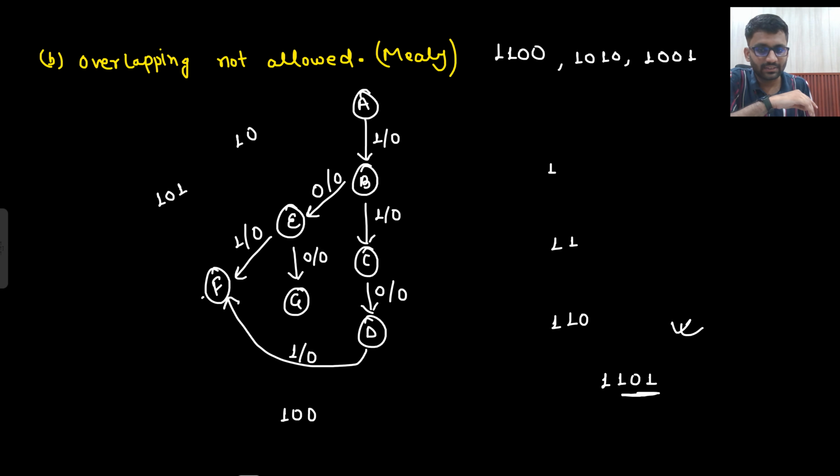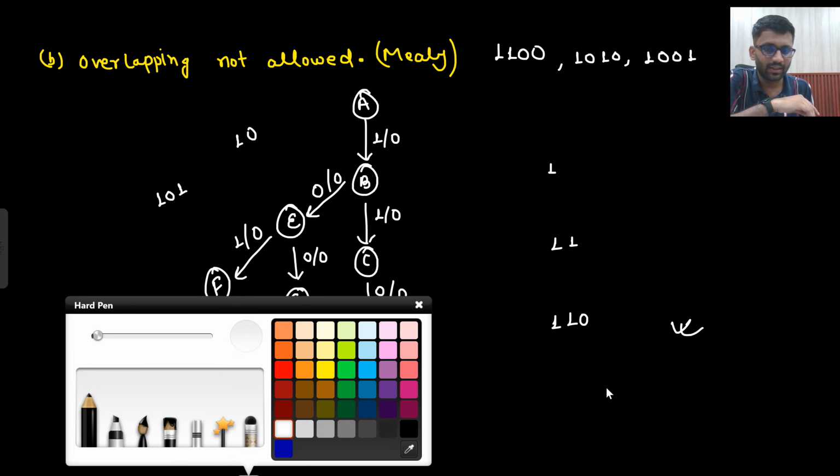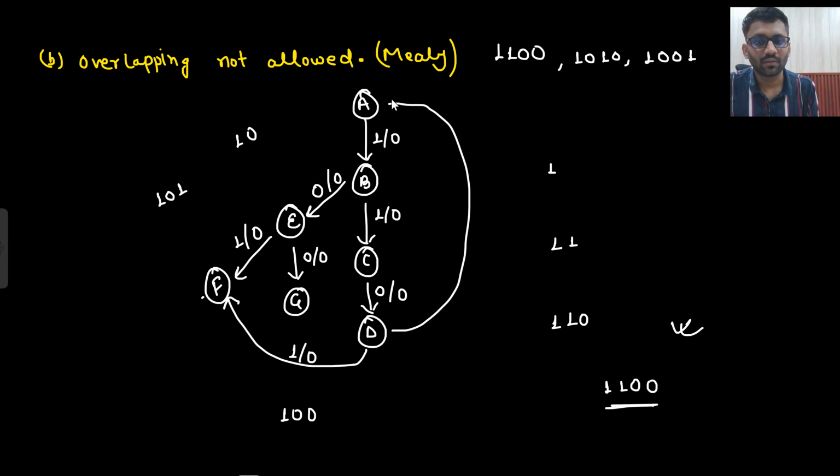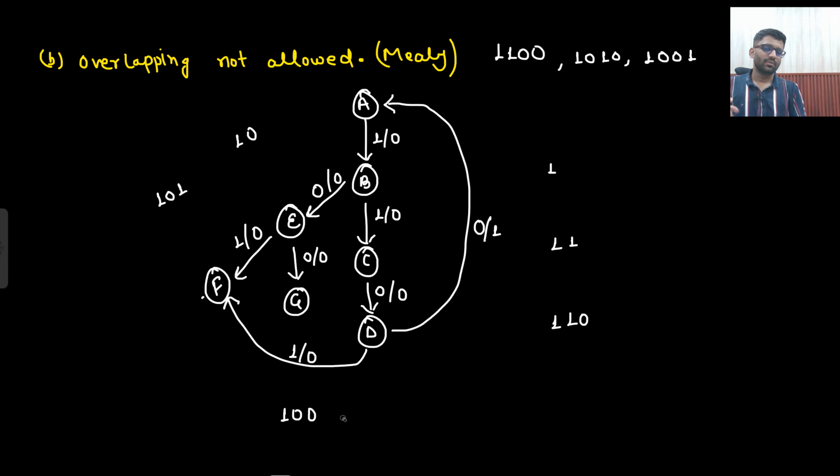So if I am at state D, and my applied input is 0, that means the sequence has been detected now. If the sequence has been detected, then I need to start my journey right from the beginning. Say yes or no. So if my applied input is 0, then my output will be 1 and I am starting my journey right from the beginning. So this was the scene.